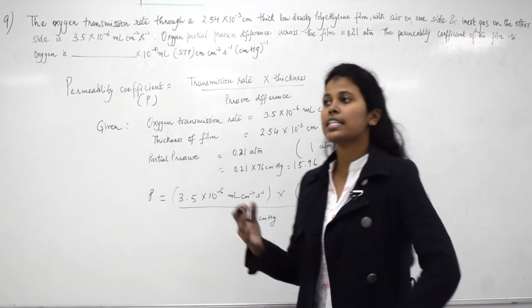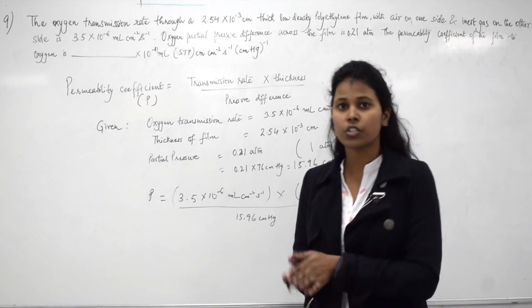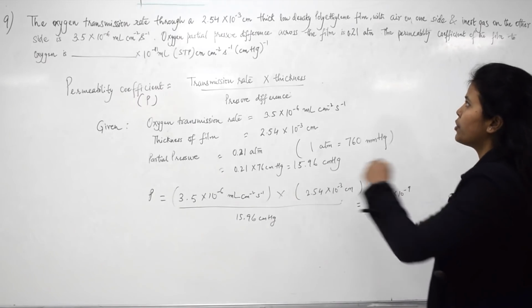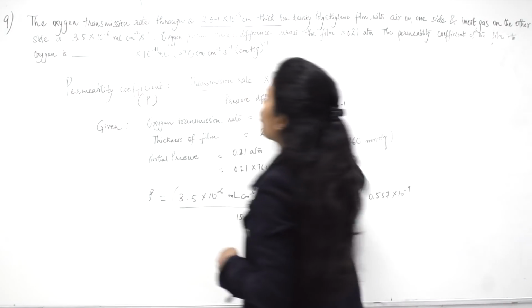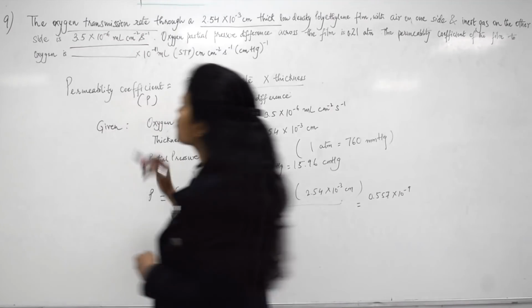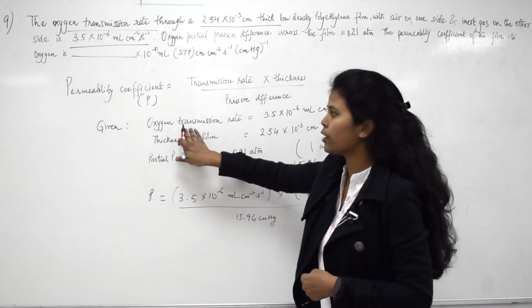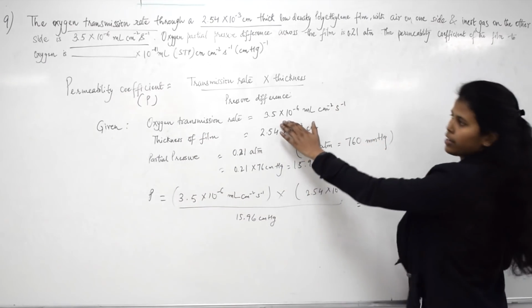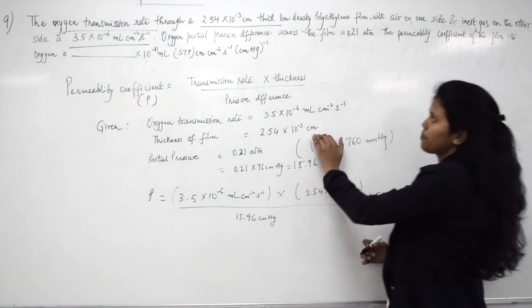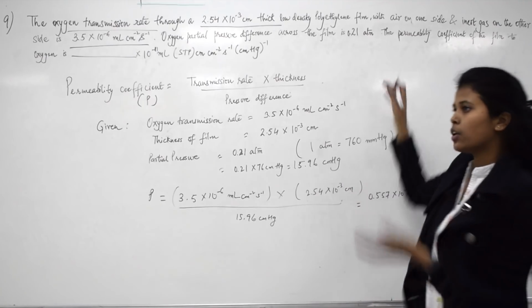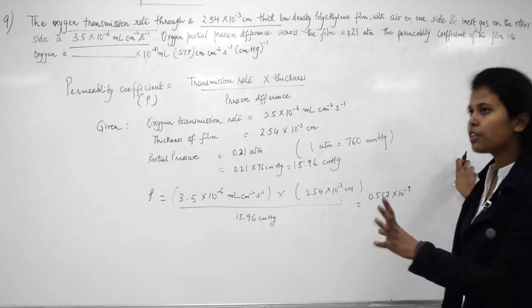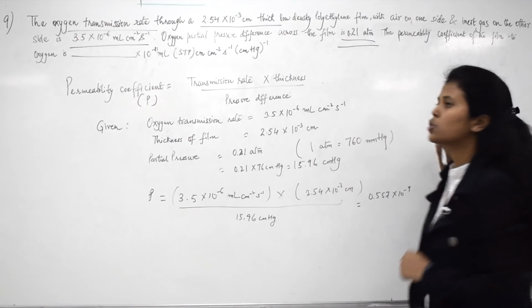So the question here is asking about the permeability coefficient of a particular film, which is LDPE, that is low density polyethylene here, and the values given are, first they have given us the thickness of the film and also the oxygen transmission rate, that is 3.5 into 10 raised to the minus 6. So we have got two values, oxygen transmission rate as 3.5 into 10 raised to the minus 6 and thickness of the film, that is 2.54 into 10 raised to the minus 3 centimeters. The other thing they have told us is that on one side there is air, on the other side there is inert atmosphere. So the pressure difference here we have been given is 0.21 atmosphere.